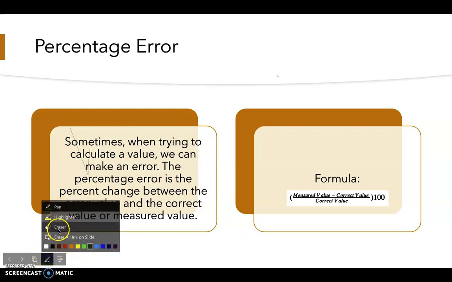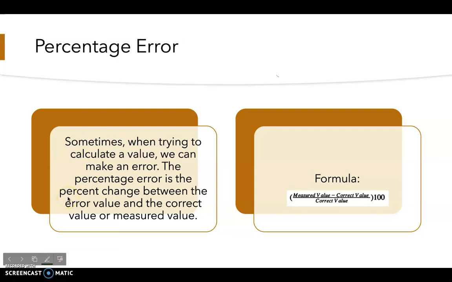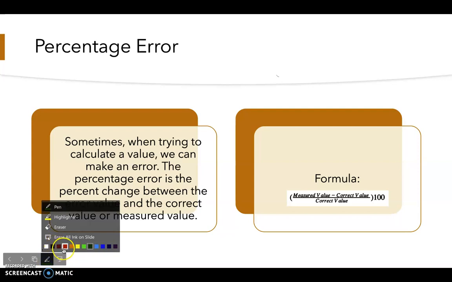Okay? So percentage error means that you calculate something and then you realize you made a mistake. And the percentage error is trying to figure out what's the percent of error that you made between the one that you estimated and the actual value. Okay? So the formula is going to be measured value minus the correct value divided by the correct value times 100.